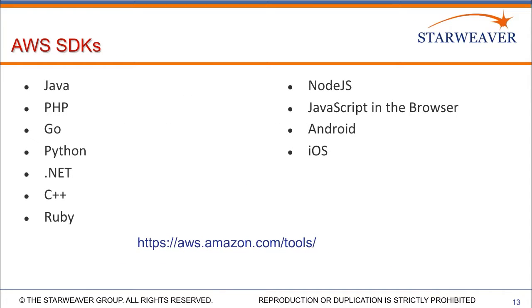Now, there's lots of SDKs that AWS has out there that you can download. I put the link there at the bottom of the screen. It's just aws.amazon.com/tools. And you can see SDKs for all these popular programming languages. Android, iOS, everything is out there. You'll see that they do support pretty much everything you want.